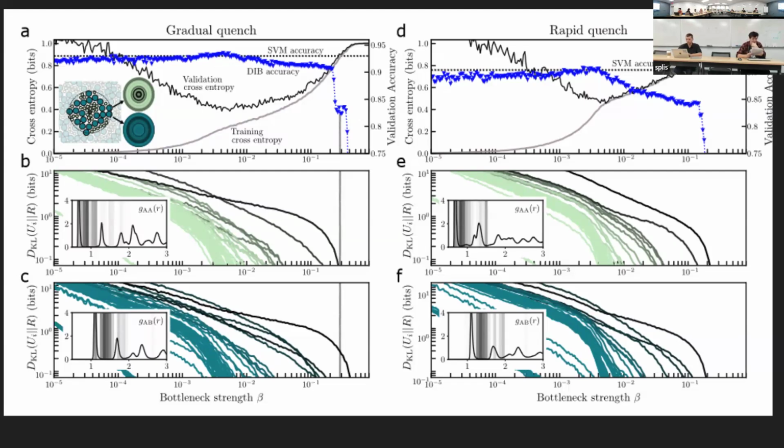As beta increases further, classification accuracy degrades until it drops precipitously, stopping briefly at an approximation scheme marked with the vertical gray bar. B is the information maintained about each of the structure functions over the beta sweep from panel A for the smaller type A particles. C is the same as panel B. Okay, we're just looking at each of the things here.